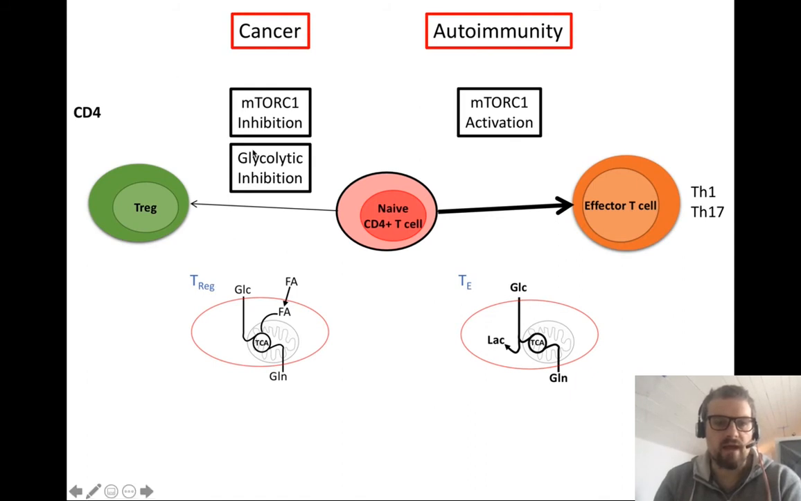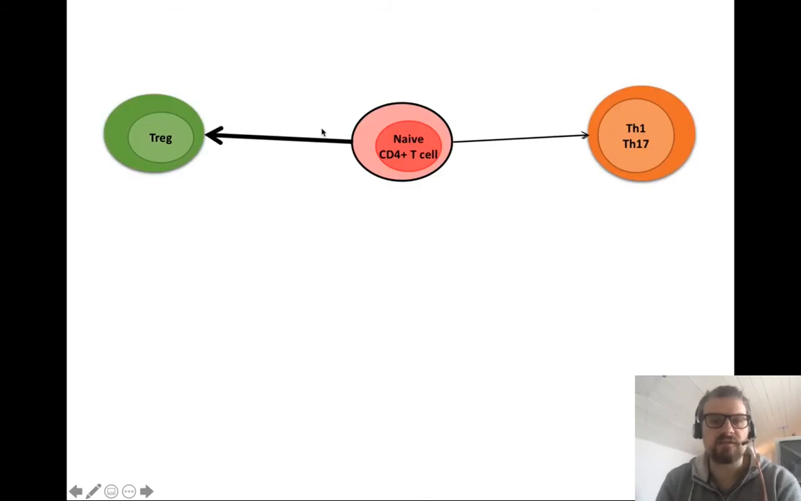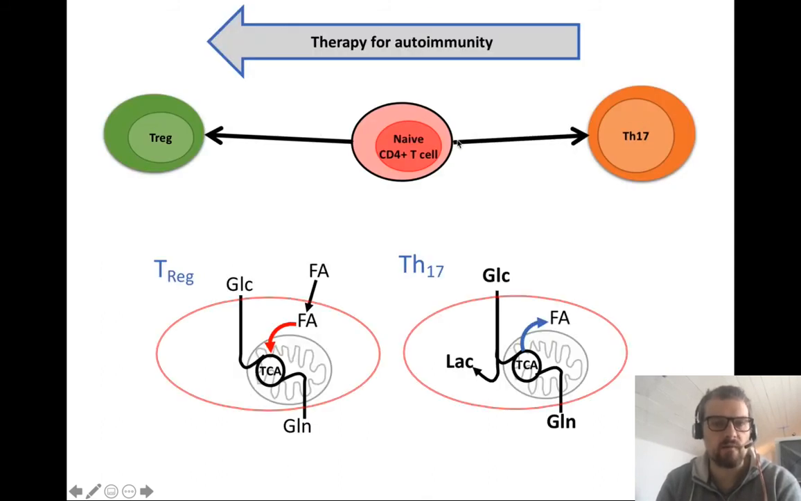Of course, abnormal differentiation between effectors and Tregs is associated with certain diseases. So in cancer, you tend to have too many Tregs and not enough effector T cells, and that's a problem. In autoimmunity, you tend to have a lack of Tregs and too many effector T cells, which are causing damage. So you can see how manipulating the balance between these two cell subsets could be useful for treating these types of diseases.